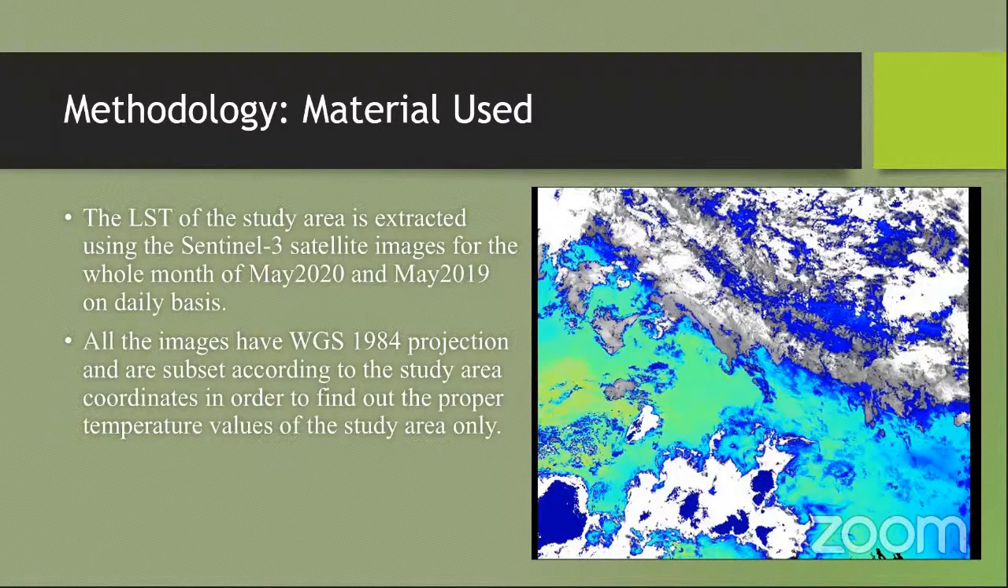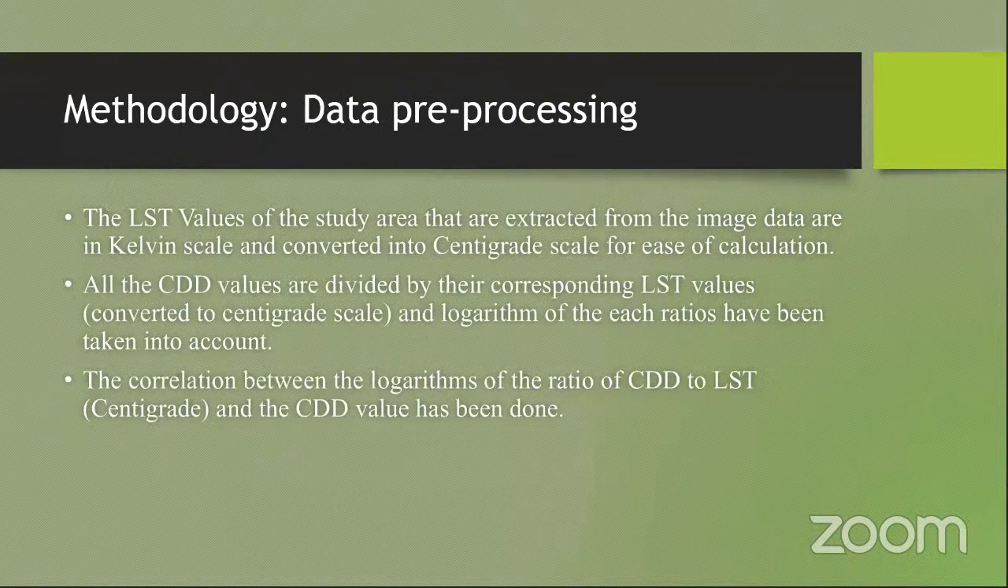Now the data pre-processing: the LST values for the study area were extracted in Kelvin. For ease of calculation and analysis, we converted them to the centigrade scale. The CTD values are divided by that particular day's LST values converted into the centigrade scale, and the logarithm of each ratio has been taken into account. Then the correlation between that logarithm of the ratio and the CTD value has been done.